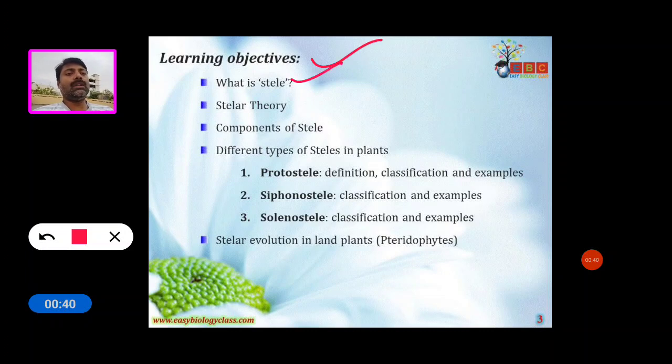What is stele and stellar theory, components of stele and different types of steles in plants. There are mainly three types of steles: protostele, siphonostele and solenostele. We will learn the definitions, classification and examples of all the steles, and stellar evolution in land plants or pteridophyte plants.